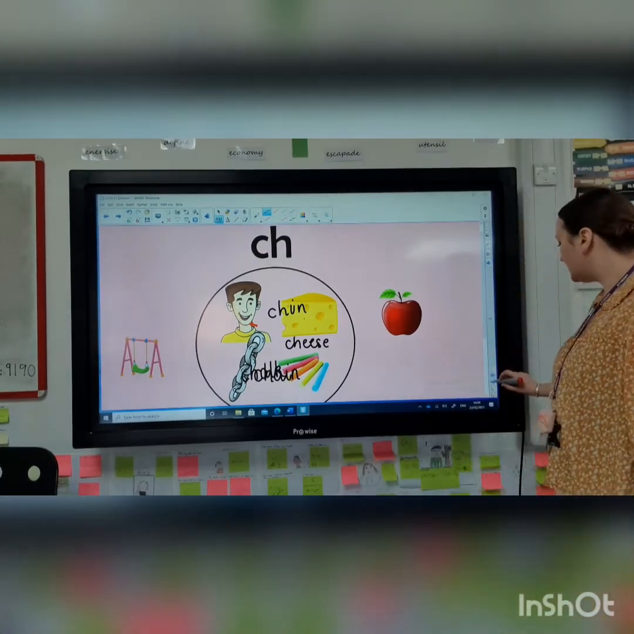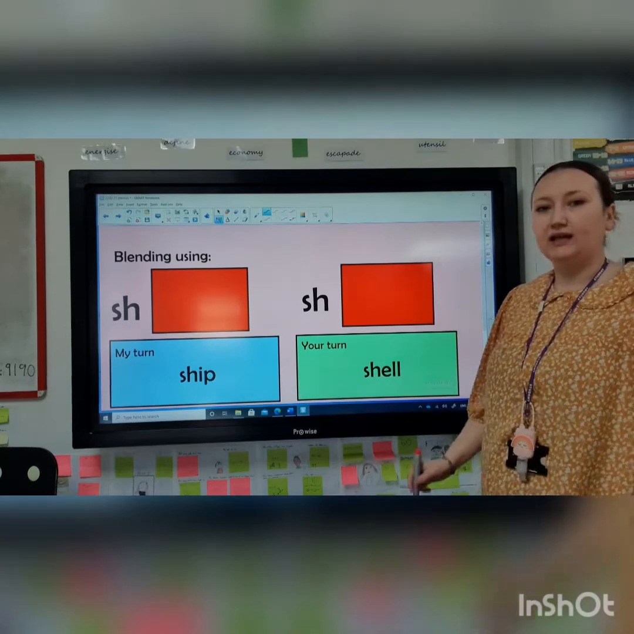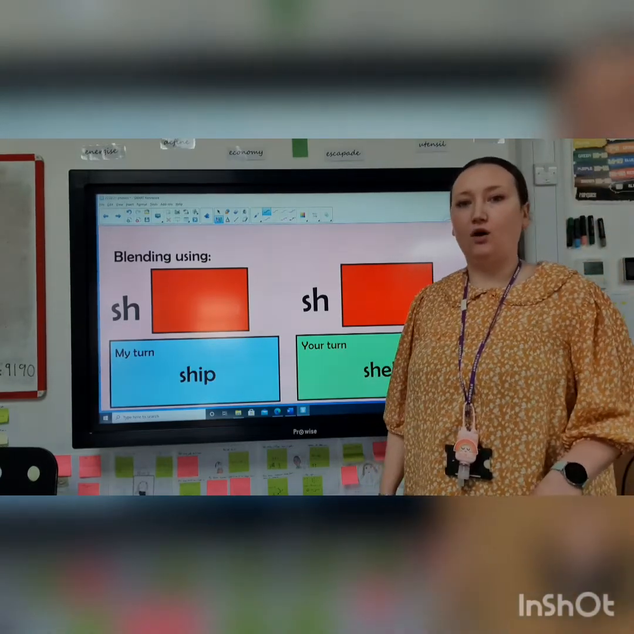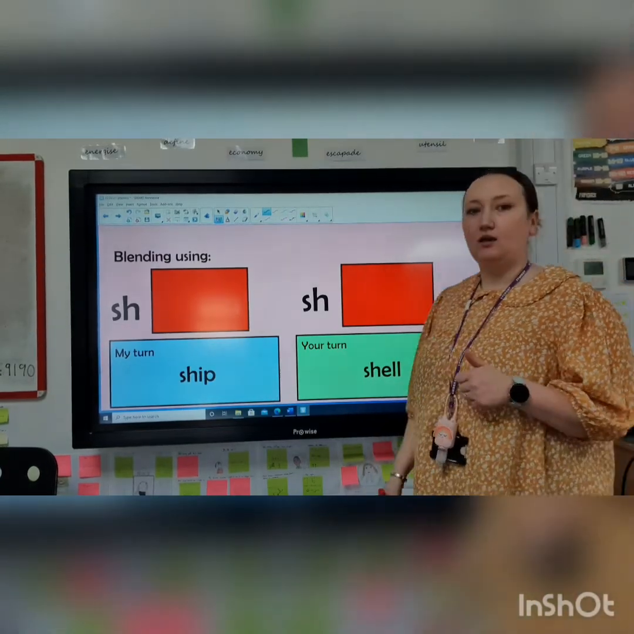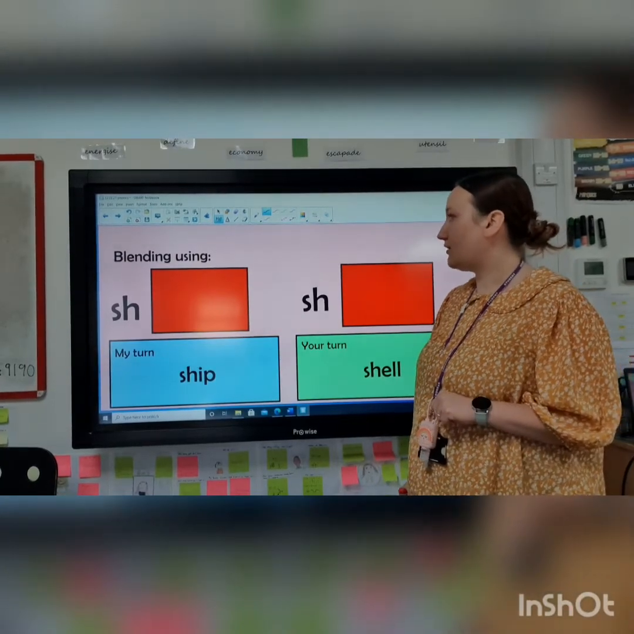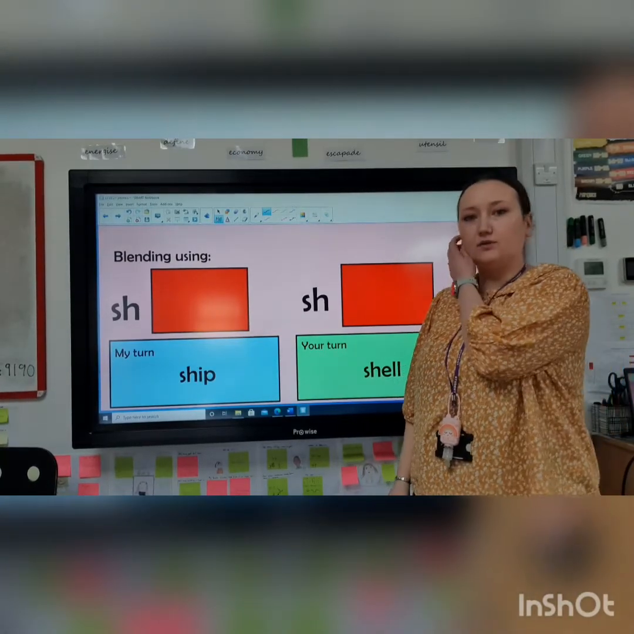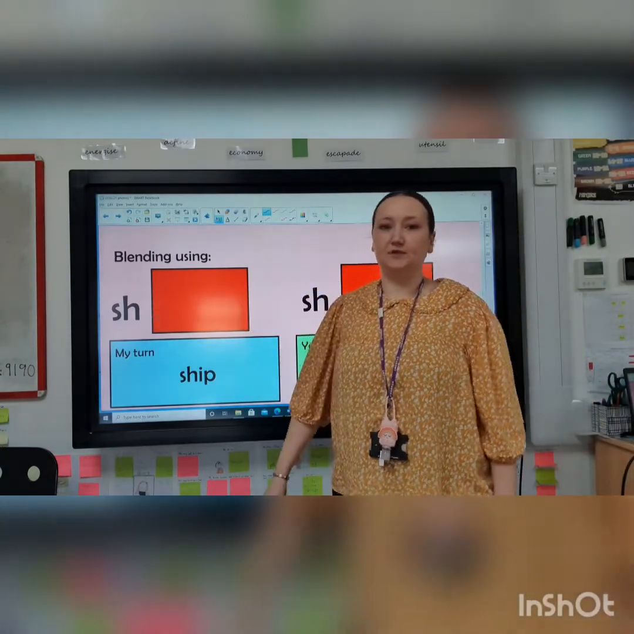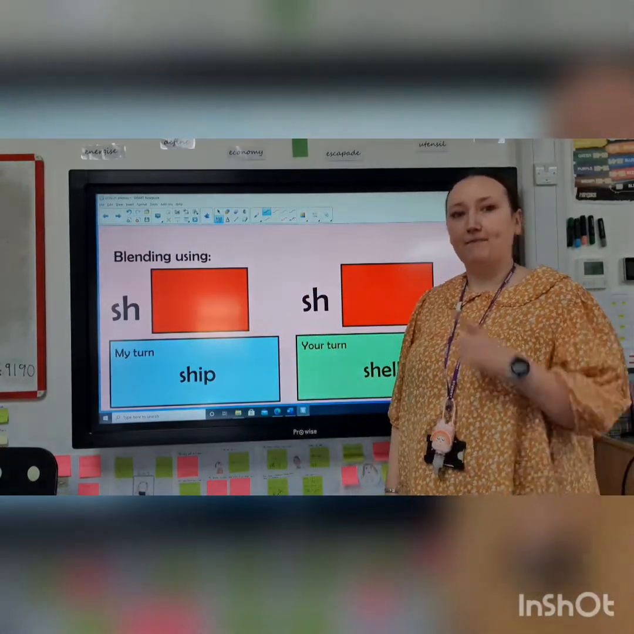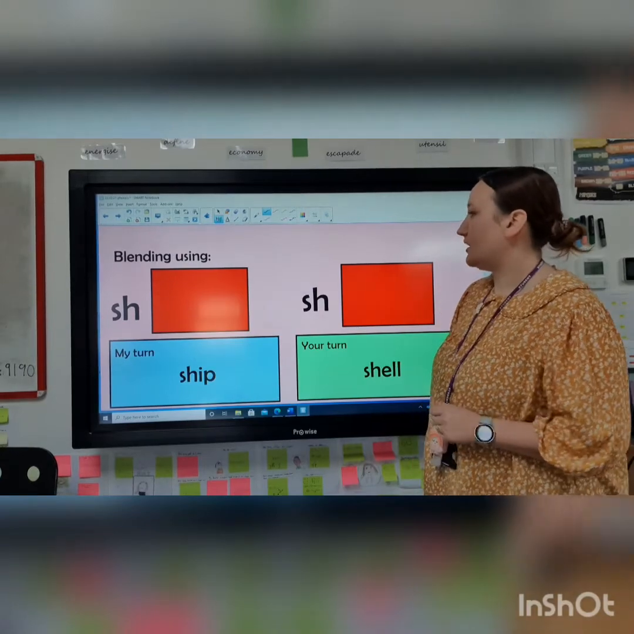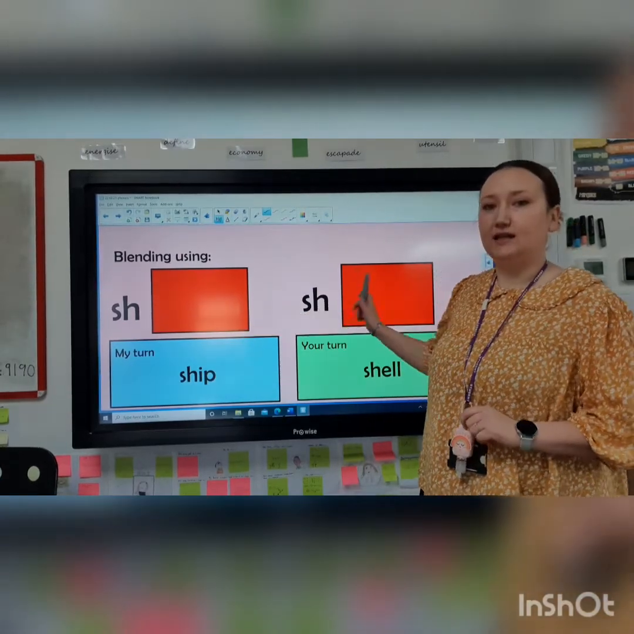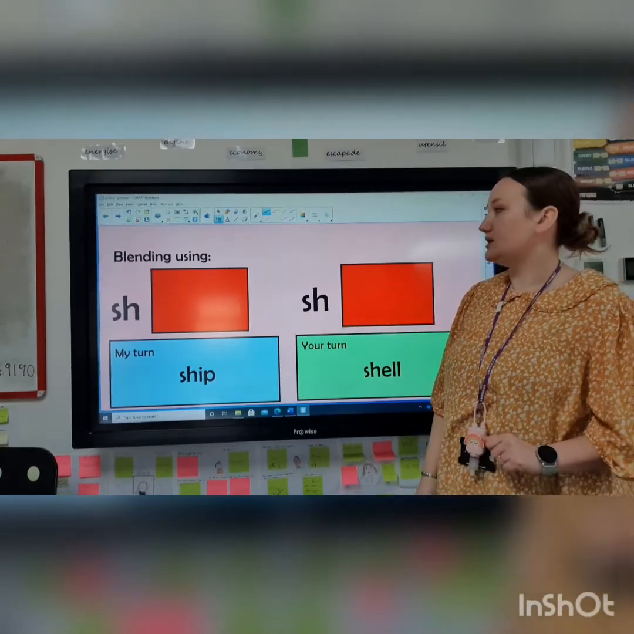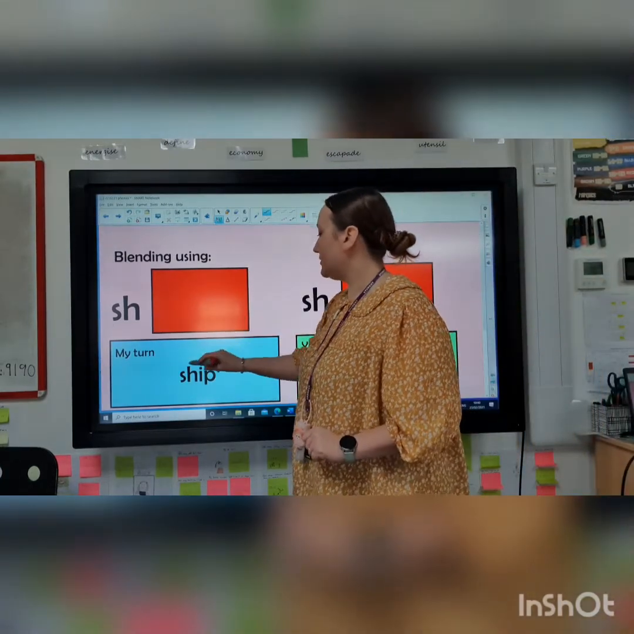Okay. So let's recap some of the phonemes that we've learned before half term to make sure that we're really good and secure in our knowledge of our phonemes before we move on to something else. So we're going to recap this phoneme today. So what is this phoneme? Sh. Okay, so I'm going to blend using sh, and then it's going to be your turn to blend using sh. Okay, so first of all, my turn.